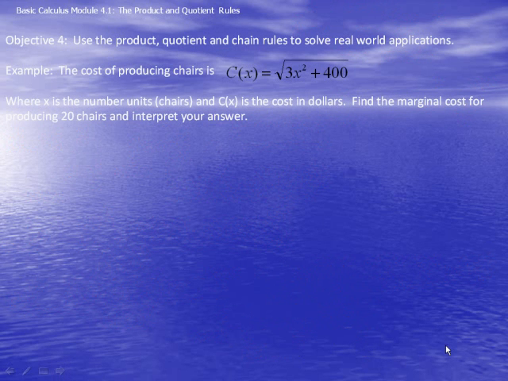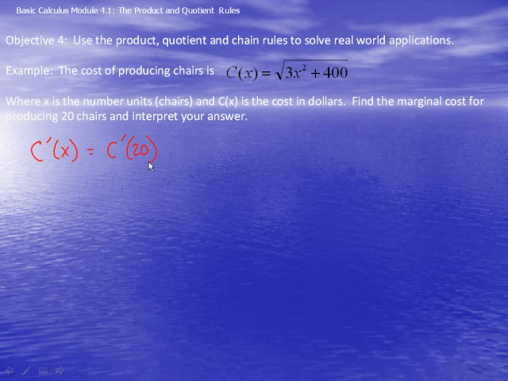Objective 4. Use the product, quotient, and chain rules to solve real-world applications. Our example, the cost of producing chairs is C of x is equal to the square root of quantity 3x squared plus 400, where x is the number of chairs and C of x is the cost in dollars. Find the marginal cost for producing 20 chairs and interpret your answer. Our plan of action for this particular problem is we need to evaluate the derivative of C of x, and we need to evaluate it at 20 chairs.